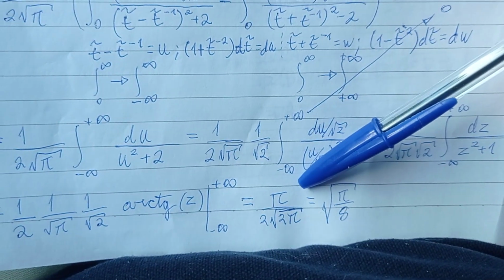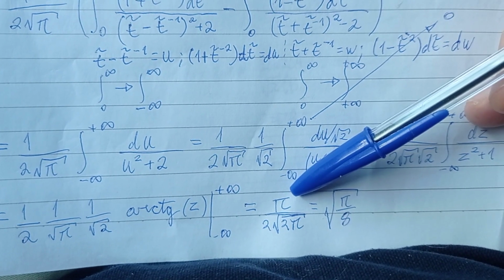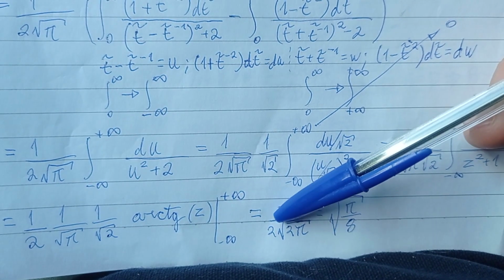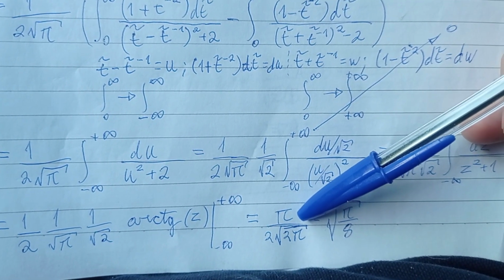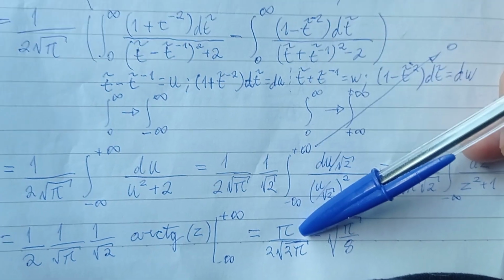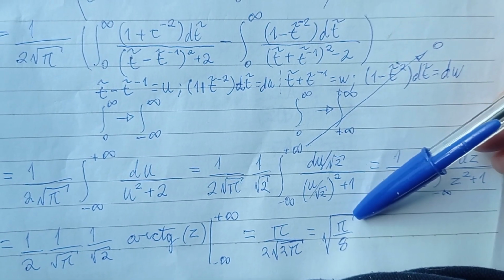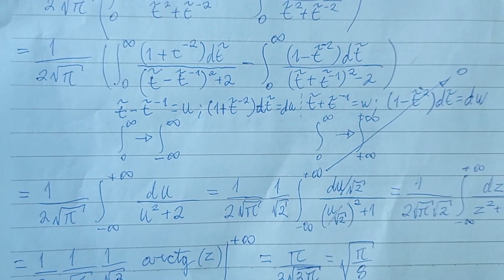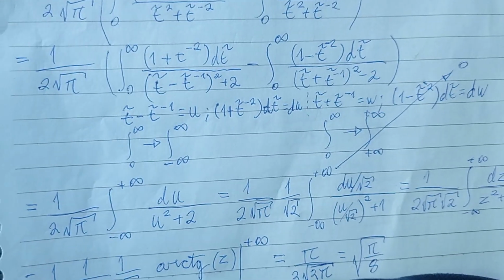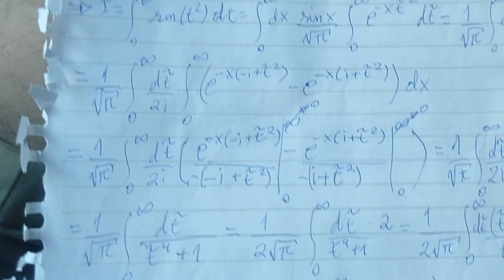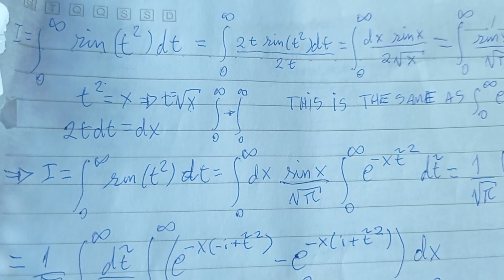So we get pi as the result here, and the 2 inside is going to give us a square root of 8, but this is the square root of pi squared, so this gives us the square root of pi divided by 8, which was the result we expected from the integral using the complex plane.